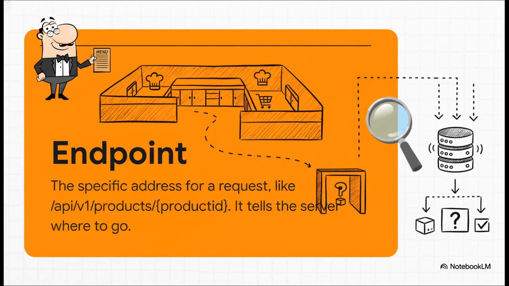Next up is the endpoint. Think of this as the specific address for your request. It's a URL. Look at the structure here. It's like telling the waiter, hey, go to the main kitchen, find the products department, and get ready to look for a specific product. It's a super precise location.